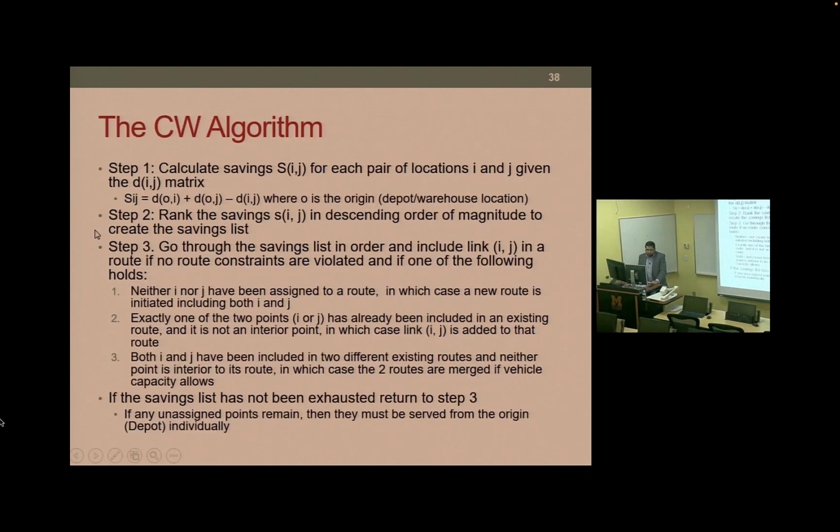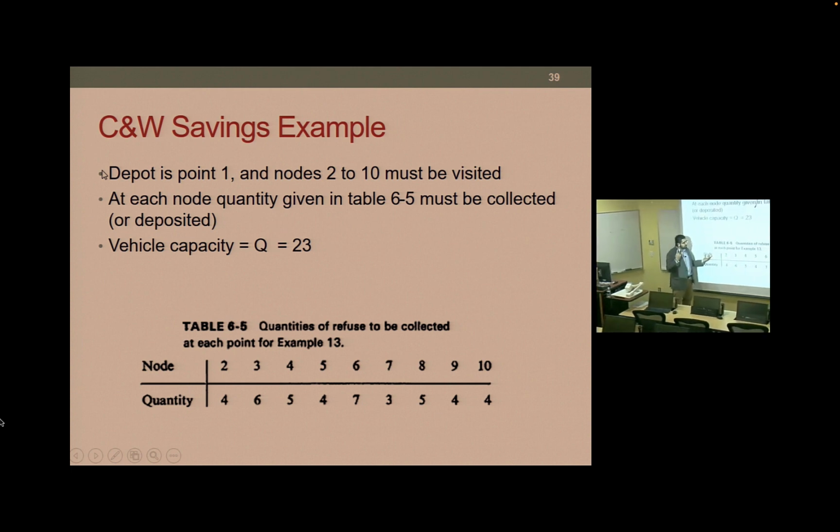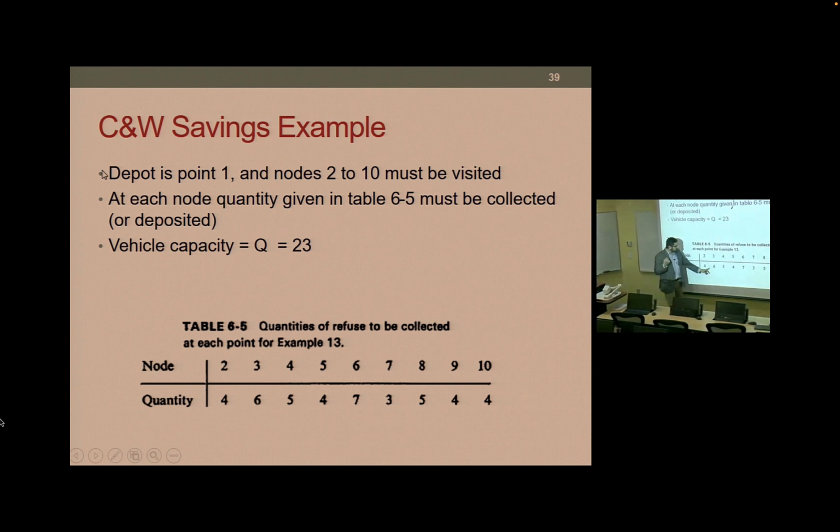Okay? So the detailed steps are here. Let me just show you an example quickly to highlight how the algorithm works. So we have 10 points, 10 nodes. The first node is the warehouse or the depot, and nodes 2 to 10 are our customers, and we must deliver this much product to each customer.